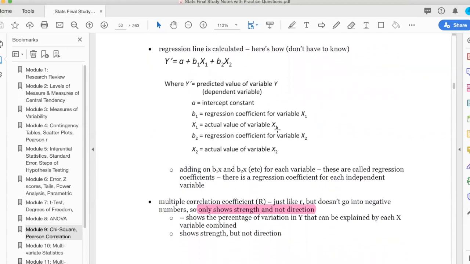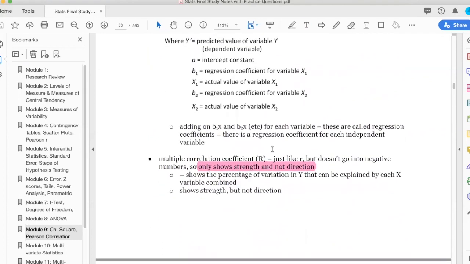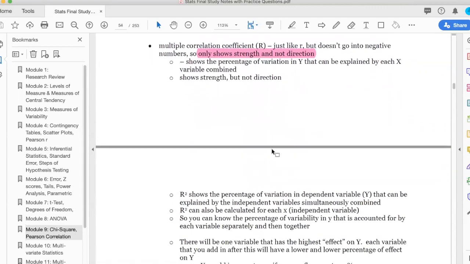Don't worry about how to calculate. Look, I even put you don't have to know. So let's just skip that. What is the point of confusing everyone?